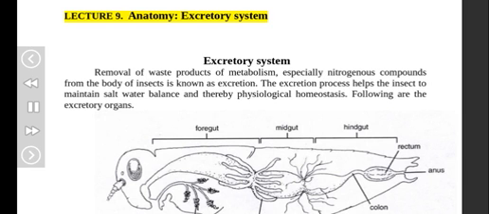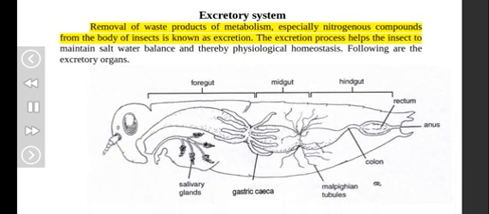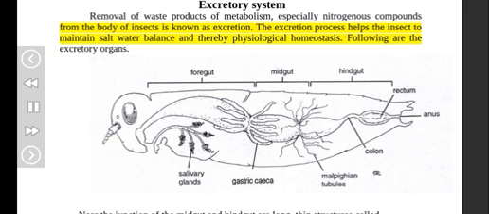Lecture 9. Anatomy. Excretory system. Removal of waste products of metabolism, especially nitrogenous compounds, from the body of insects is known as excretion. The excretion process helps the insect to maintain salt-water balance and thereby physiological homeostasis. Following are the excretory organs.